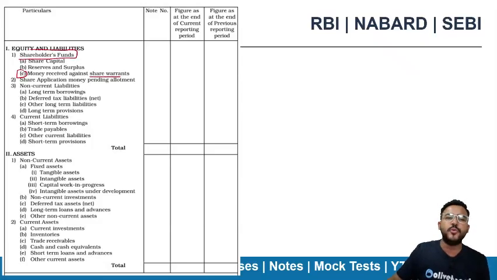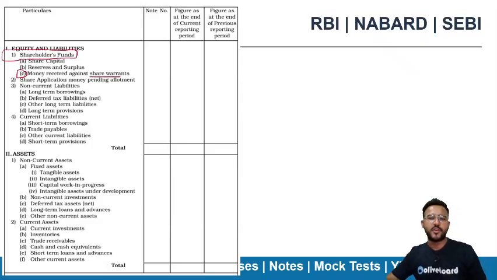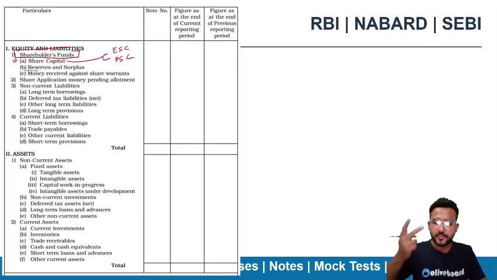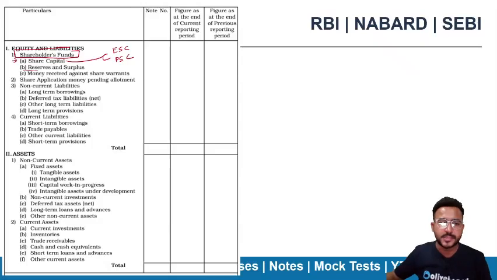Now you need to know the structure of the balance sheet by heart. You must be aware of each and every terminology. Like in shareholders fund, we are having 3 categories. Share capital. In share capital, we are having 2 categories: equity share capital, preference share capital. In reserves and surplus, we have general reserve, P&L, right? Capital reserve. What is money received against share warrant?